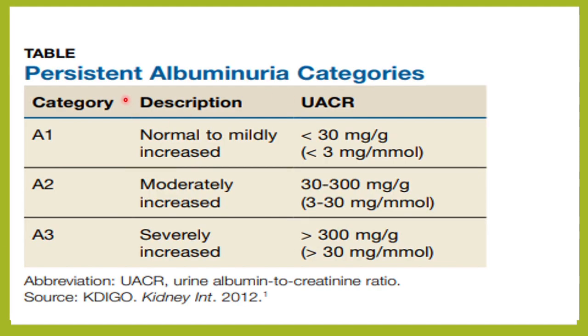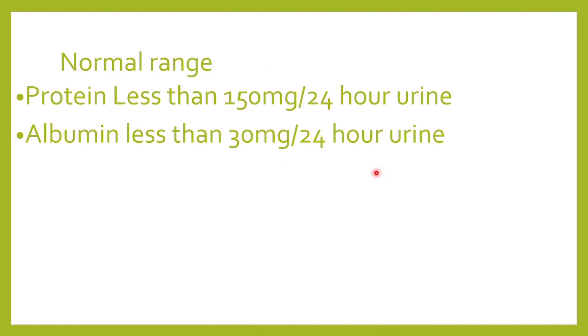So this is persistent albuminuria categories, category A1, A2 and A3, wherein in category A1 the albumin excretion is less than 30 milligram, and in A2 where it is moderately increased it is between 30 to 299 milligram, and in severely increased cases it is more than 300 milligrams. So that is all about albuminuria.